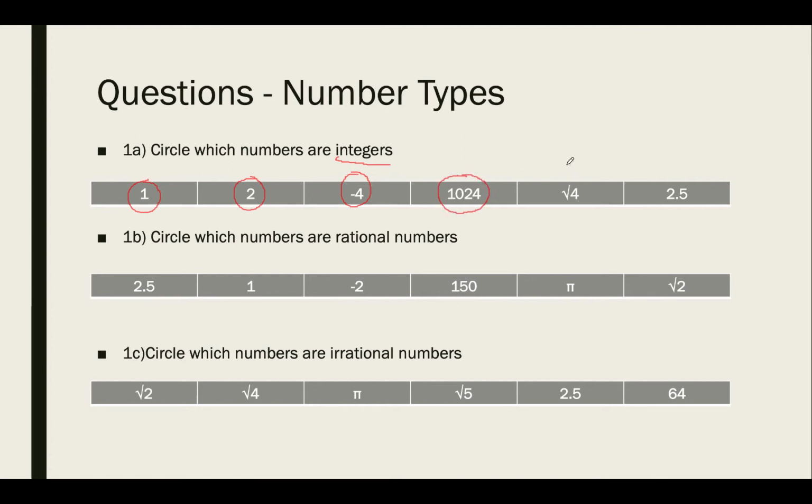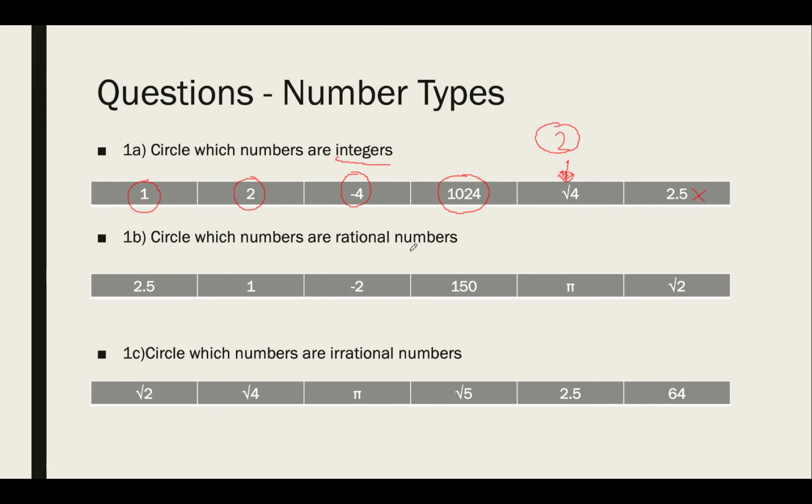The square root of 4, now this was a trick question, because if you simplify the square root of 4, we know that 2 squared is 4, so the square root of 4 is actually 2. And we've got here 2, so we know that 2 is an integer, because it's a whole number, and 2.5 is not. 2.5 is not an integer because it's got a number past the decimal place and it's not a whole number, so this one is not.